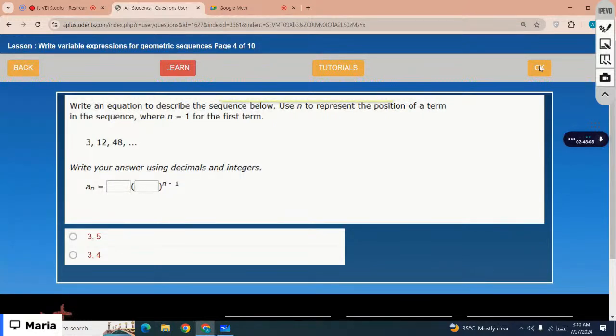Write an equation to describe the sequence below. Use n to represent the position of a term in the sequence. So, which is the correct option? That is 3 and 4. Option number 2 is the correct option, right?